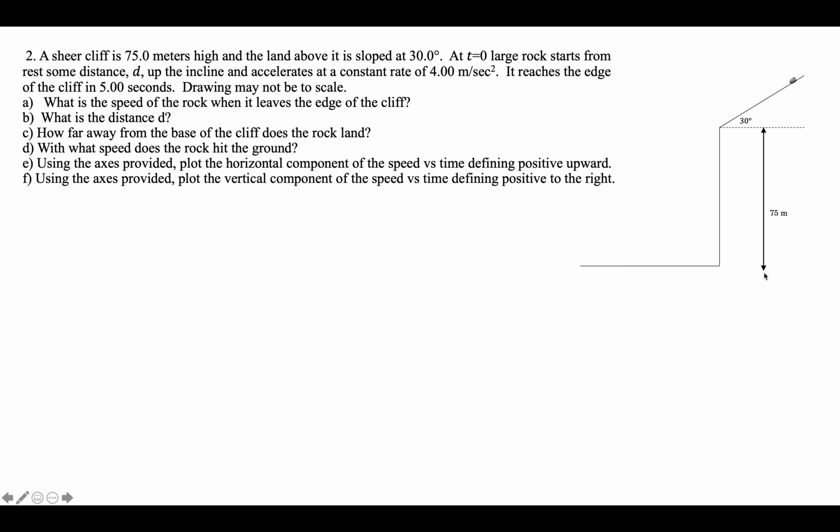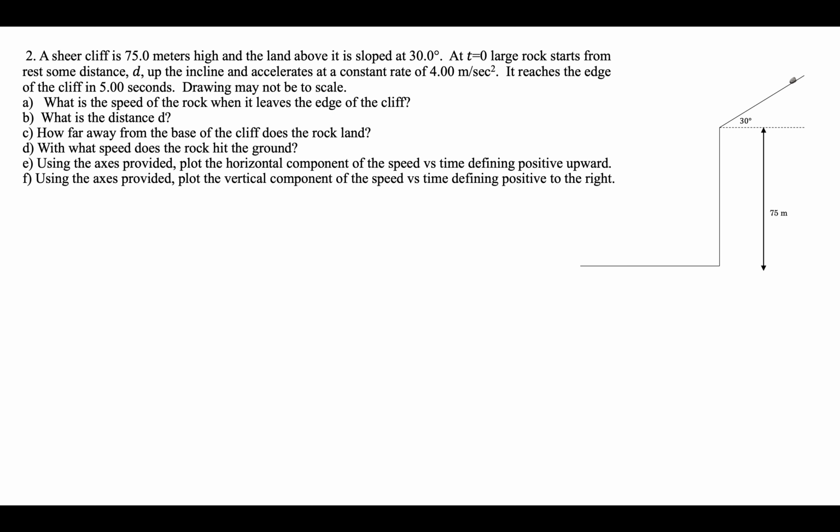A sheer cliff, 75 meters high. The land above it is sloped at 30 degrees. At t equals 0, a large rock starts to slide some distance d up the incline, accelerates at 4 meters per second squared, reaches the edge in 5 seconds. Let's take these one at a time. What is the speed of the rock when it leaves the edge of the cliff?